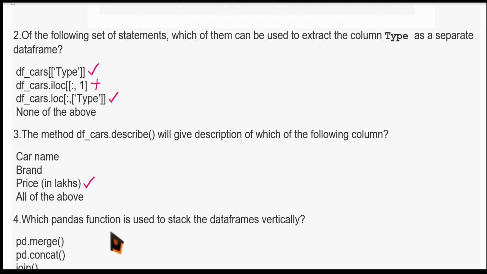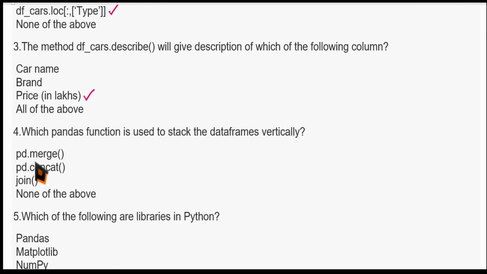Which pandas function is used to stack the data frames vertically? pd.merge. So merge will be merging the values as columns, so it will expand horizontally. And pd.concat, that is concatenation, will arrange the data frames vertically. So this is correct. Then the join operation will join horizontally. So the second option is correct.